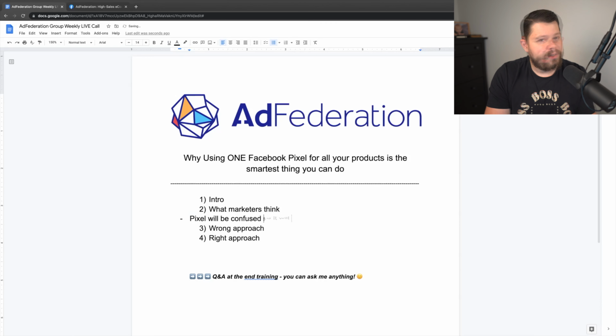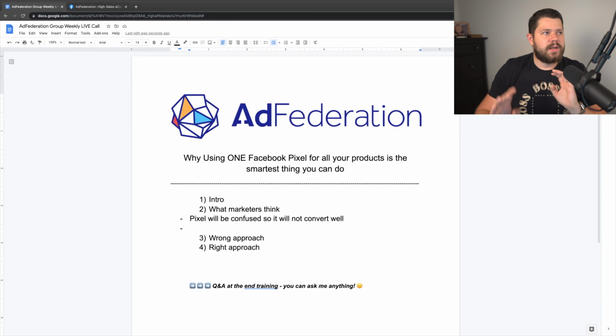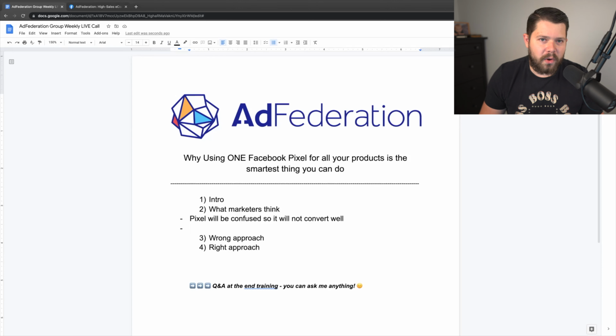Mostly they think that if you have 1 pixel for multiple products, that pixel will be confused. It will not convert well, or Facebook will not know if that person is, for example, a cat buyer or a car buyer. Or the pixel will be so confused that it won't know which people to target. And most of them always say that if you use 1 pixel for everything, you will never make money, or it will not work.